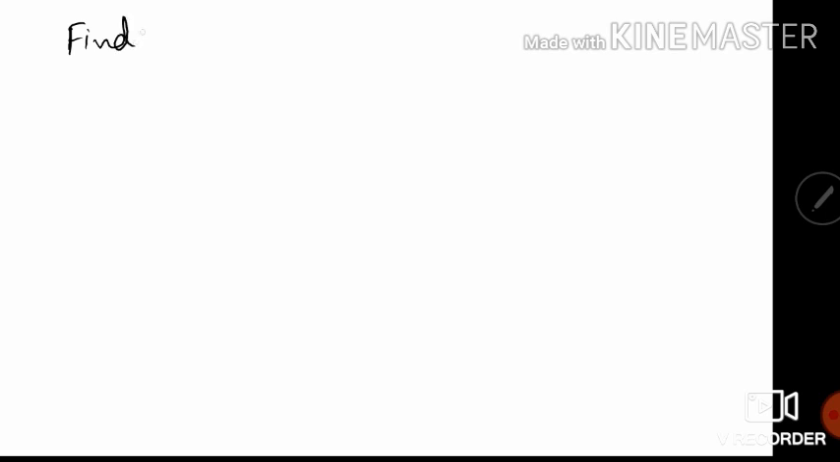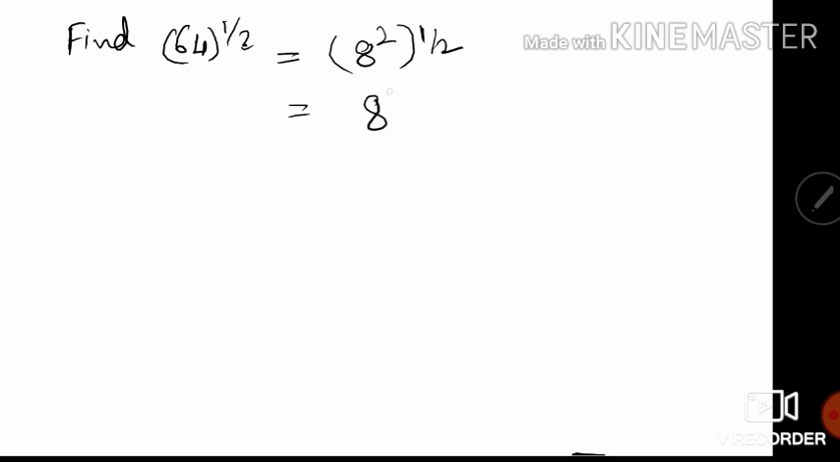Find 64 to the power half. We can express the base as a power of 2 because we have here 64 to the power 1 on 2. So we want to get rid of the nth root. So 64 is expressed as 8 square, whole to the power 1 on 2. Now, this is of the type a to the power m, whole to the power n, which will be written as a to the power mn. So 8 to the power 2 into 1 over 2 will give us 8.